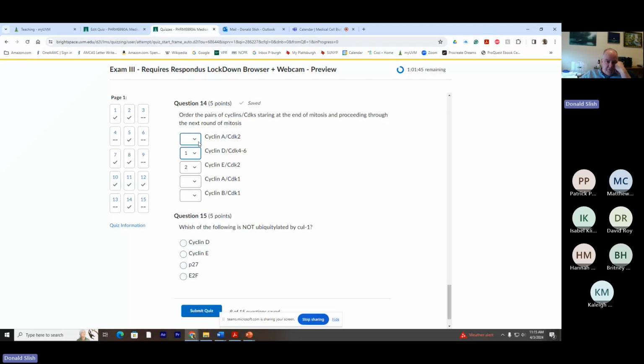So that is what? Number 3. And then cyclin A comes off CDK2 and jumps on CDK1. And then cyclin A comes off CDK1 and cyclin B jumps onto it.